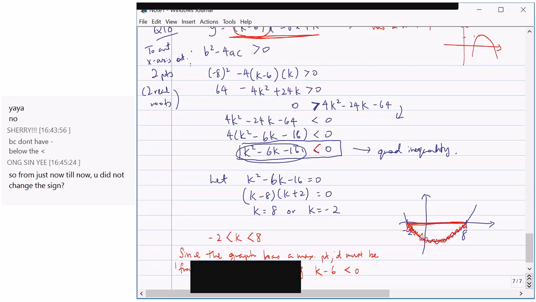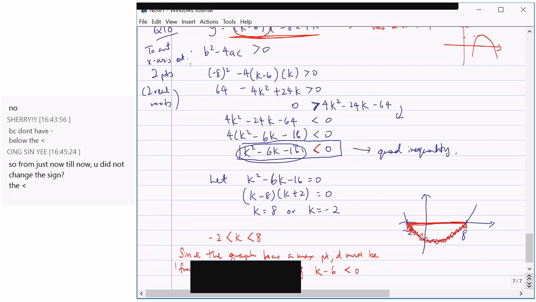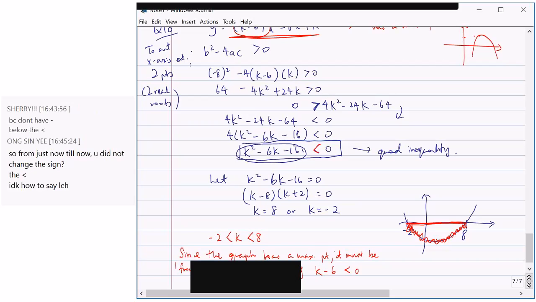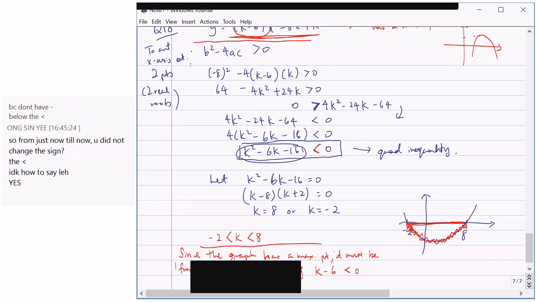Change what sign? See, change what sign? Which one? Yeah, I know what you're saying. Are you talking about this part? Are you talking about this part here? Between here and here? I did not change the sign.